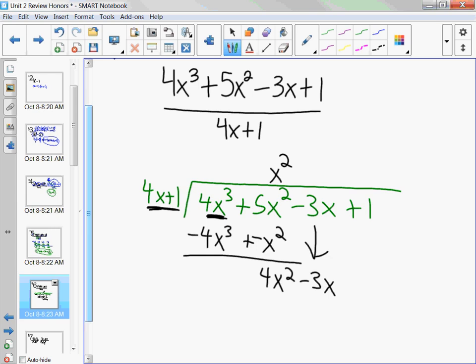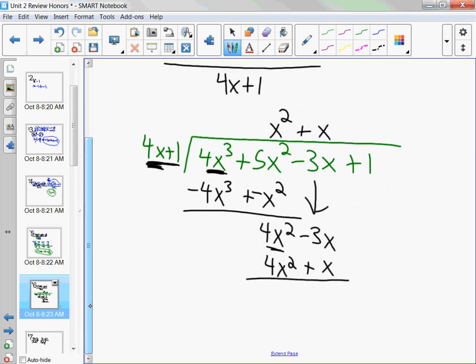Then I repeat the process. I go back up to my divisor. What do I times 4x by up here to get this 4x squared right down here? And the answer is x. X times 4x is 4x squared. X times 1 is x. And then I change the signs and add, which is the same thing as subtracting. And so this gives me negative 4x right here. Bring down the 1.